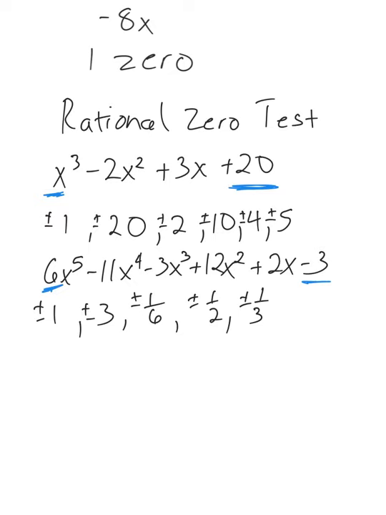We could also have 3 divided by any of the factors of 6. So 3 divided by 6 is 1/2, that's already covered. 3 divided by 3 is 1, that's already covered. 3/2? That's possible, plus or minus 3/2, because that's 3 divided by 2, a factor of 6. And I believe we have it. That is all the potential zeros of that equation.